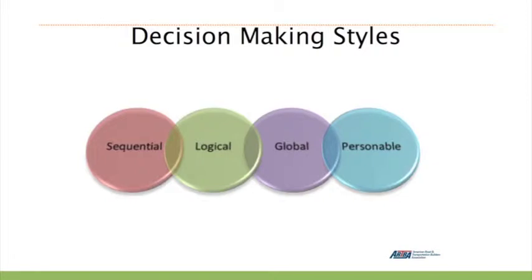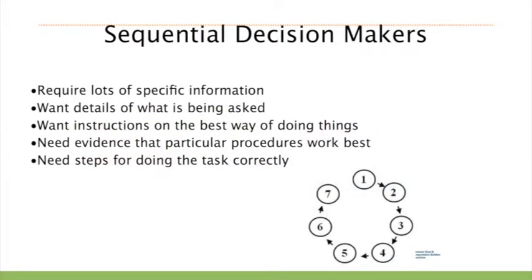There are 4 predominant decision-making styles: sequential, logical, global, and personable. The first decision-making style, sequential decision-makers, require lots of specific information. They want details of what is being asked and to know the best way to do something. They want evidence that a particular method is the best and the exact steps for completing a task correctly.